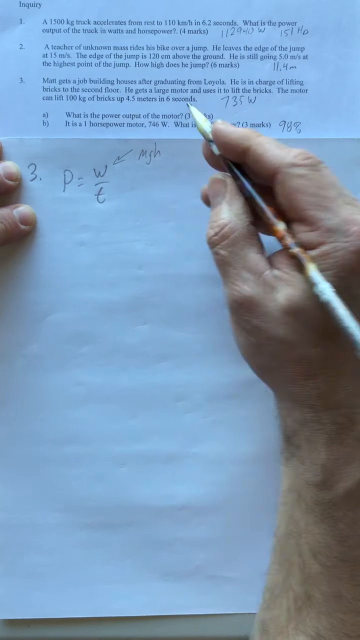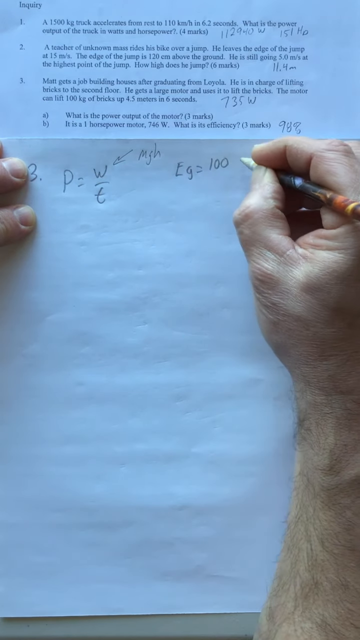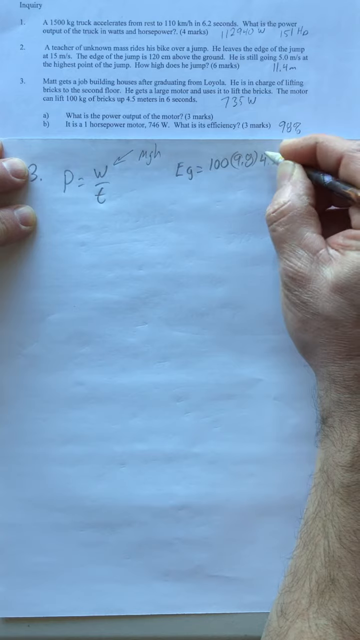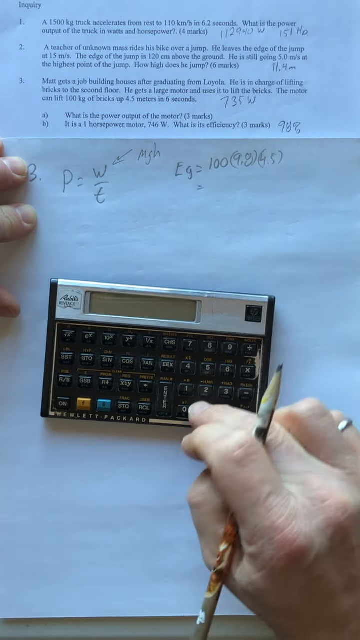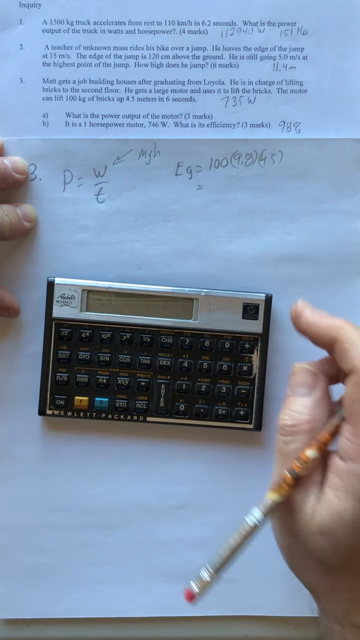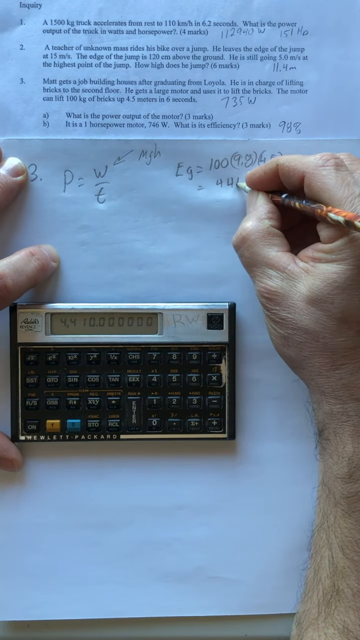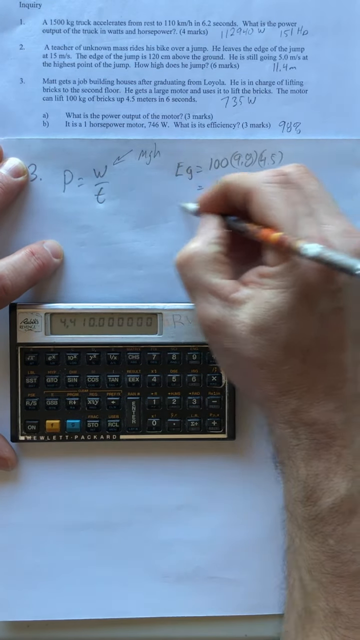100 kilograms of brick, 4.5 meters. So 100 kilograms times 9.8. Let's find how much work this motor's doing. 100 times 9.8 times 4.5 is 4,410 joules.